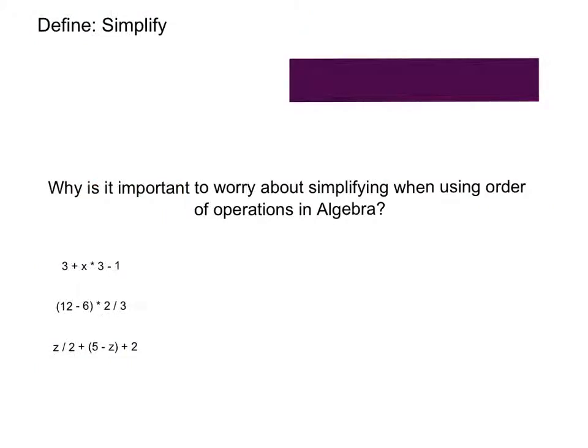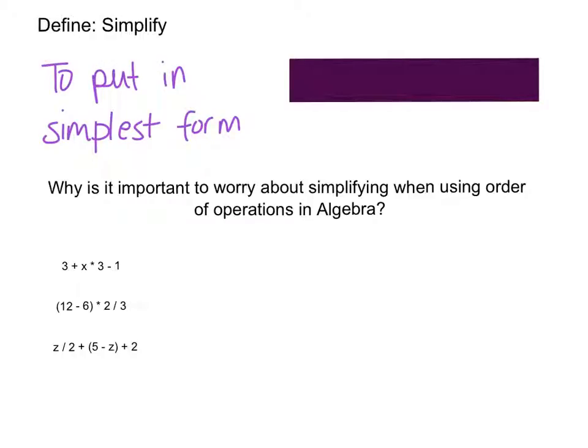At the top of the page, we have our first definition. So we need to define what it means to simplify. And to simplify is to put in simplest form. And so that kind of sounds redundant, but we need to worry about simplifying when using order of operations in algebra, and that's when it becomes very apparent that it's important. So my question is, looking at our examples over on the side, can you figure out why it's essential to simplify when working with algebraic expressions specifically? Go ahead and write down what you think.